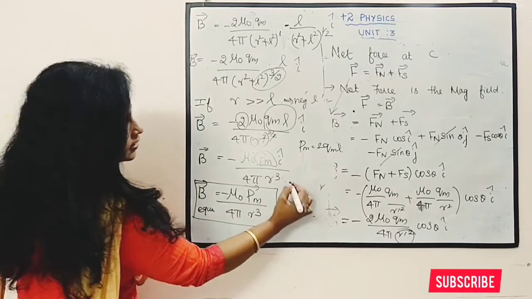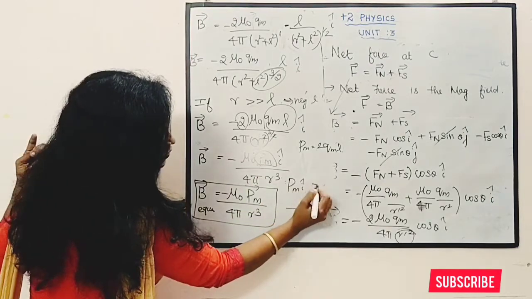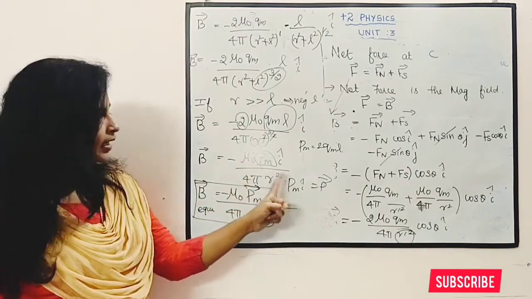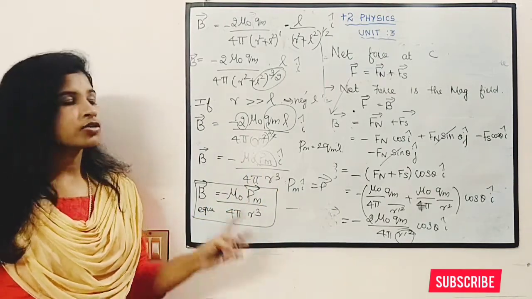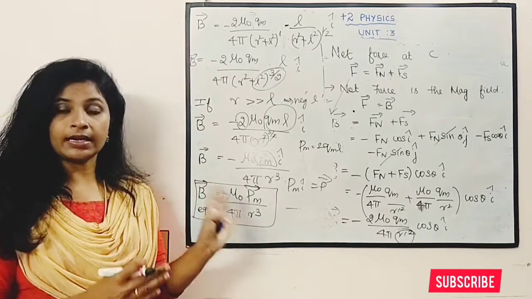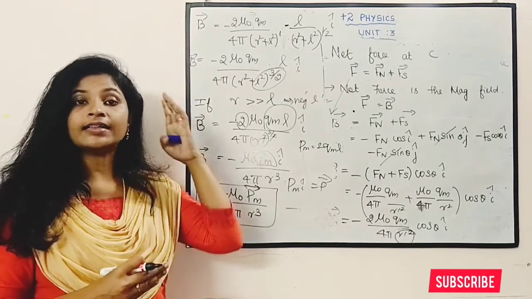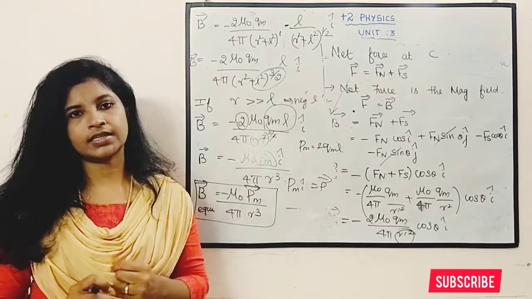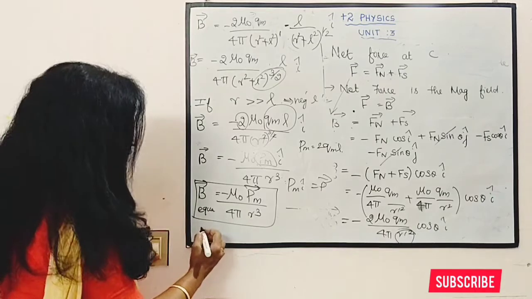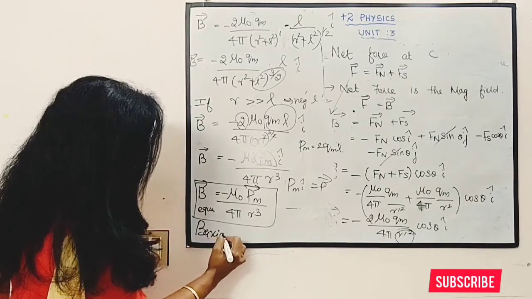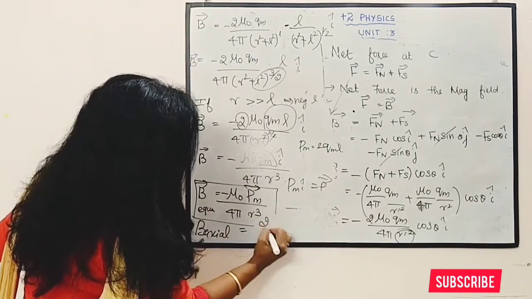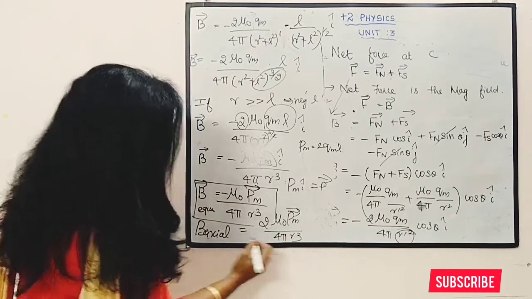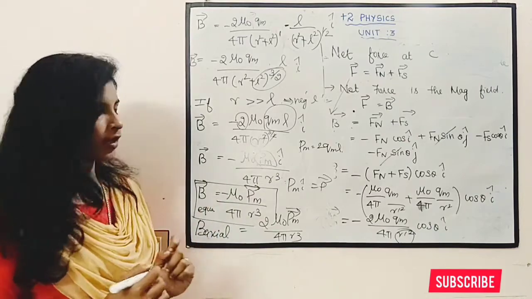So in the next step Pm into I cap becomes Pm vector. So mu naught Pm vector by 4 pi r cube. So this is the magnetic field at the equatorial line of the bar magnet when the distance r is much greater than L. In case of axial, what you have calculated is 2 mu naught Pm by 4 pi r cube, right? This is for the axial line, and this is for the equatorial line.